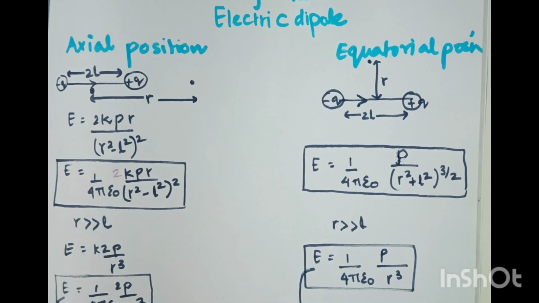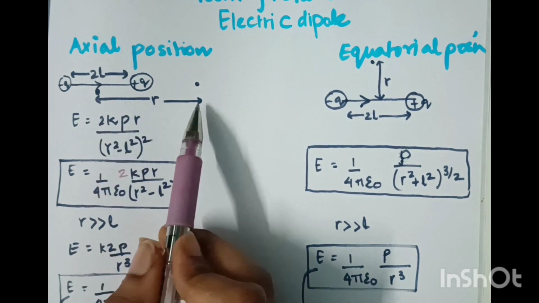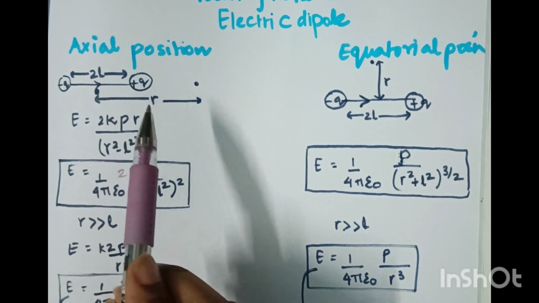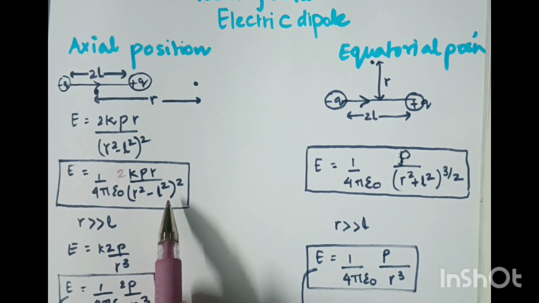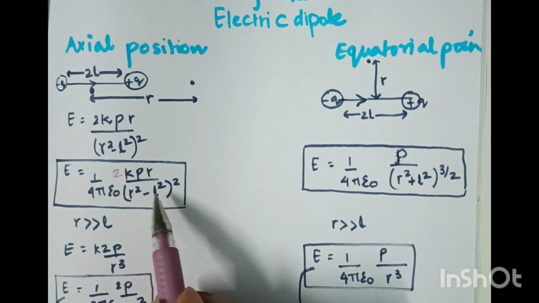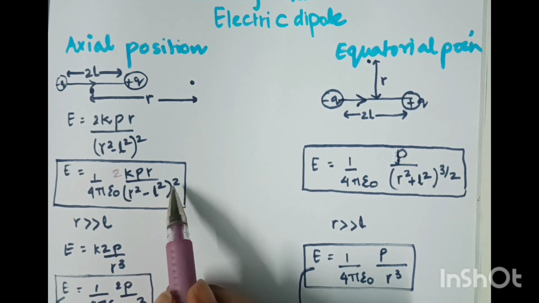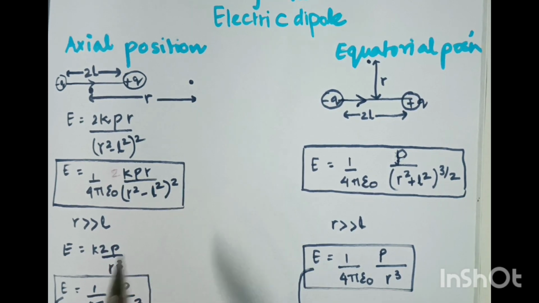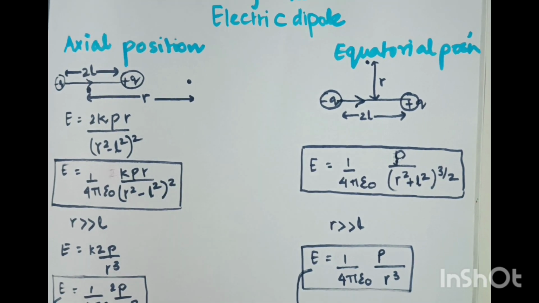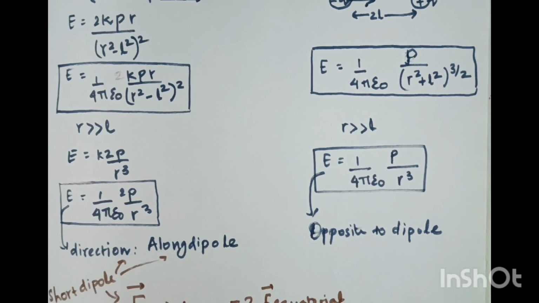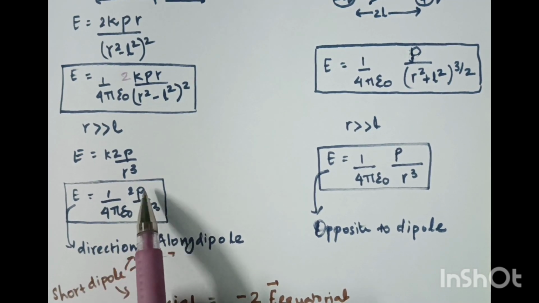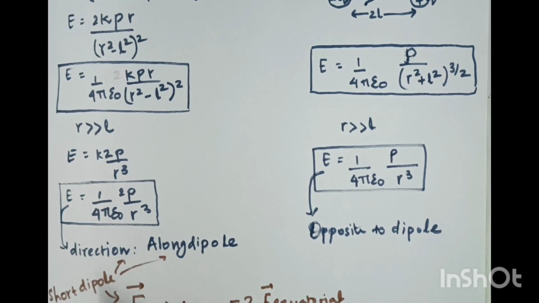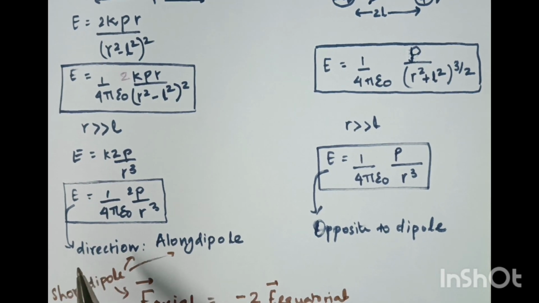If it is a short dipole, meaning r is much greater than l, if the length of the dipole is very small, then we can ignore the length l. Then it will be r square whole square, that means r to the power 4. So of r and r power 4, one r goes, and it is kp by r cube. So the formula becomes 1 by 4 pi epsilon naught into 2p by r cube. This is how we get the formula for the electric field at the axial position because of a dipole.